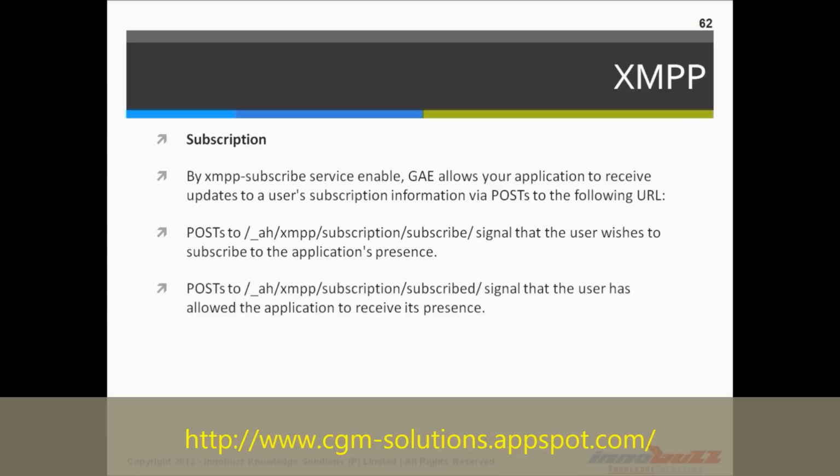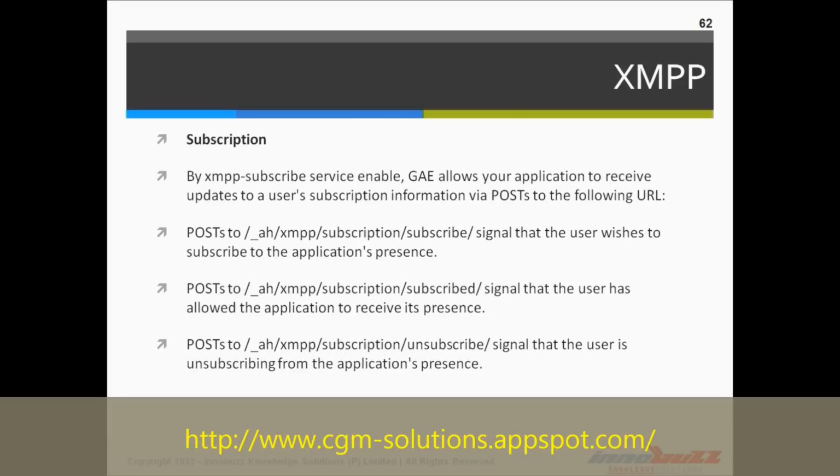A post to the XMPP subscription subscribed signals that the user has allowed the application to receive its presence. Any post to XMPP subscription unsubscribe signals that the user is unsubscribing from the application's presence. And any post to XMPP subscription unsubscribed signals that the user has denied the application's subscription request or cancelled the previously generated subscription.